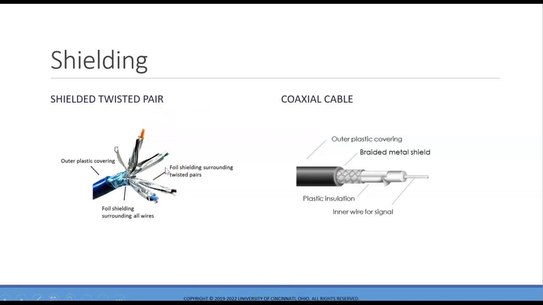One popular variation is shielded twisted pair. The cable has a thinner, more flexible metal shield surrounding one or more of the twisted pairs of wires. In most versions of STP cable, the shield consists of metal foil, similar to the aluminum foil used in a kitchen.